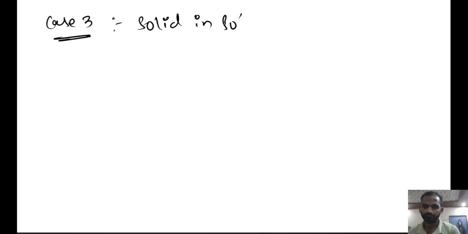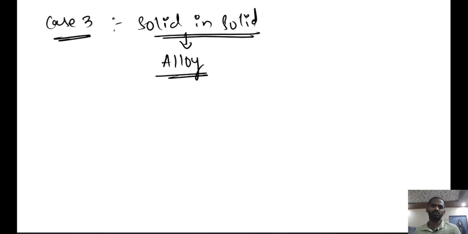Next, the last case, case 3, that is solid in solid. Solid in solid. Have you heard the name alloy? An alloy is a mixture of metals and metals, or metals and non-metals. What we can make like that is called an alloy.